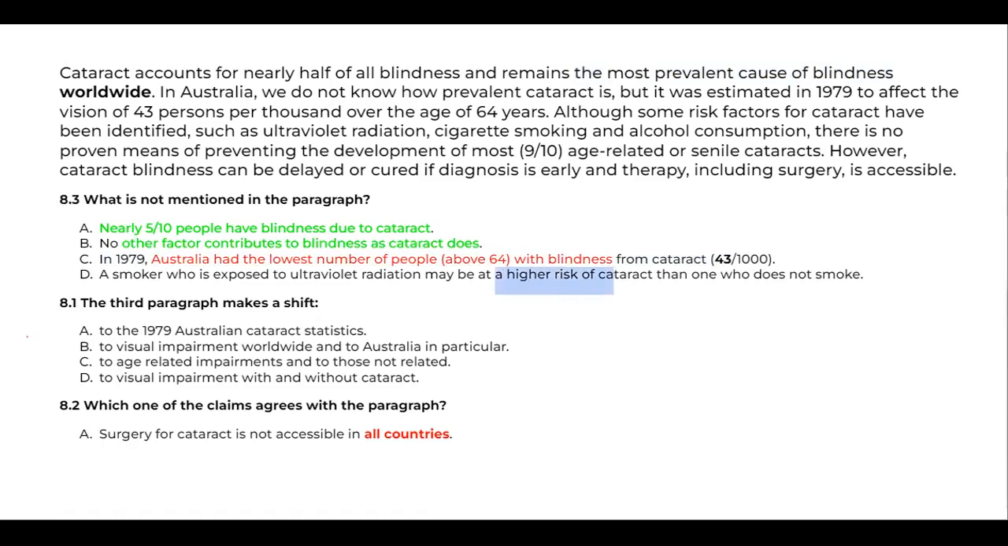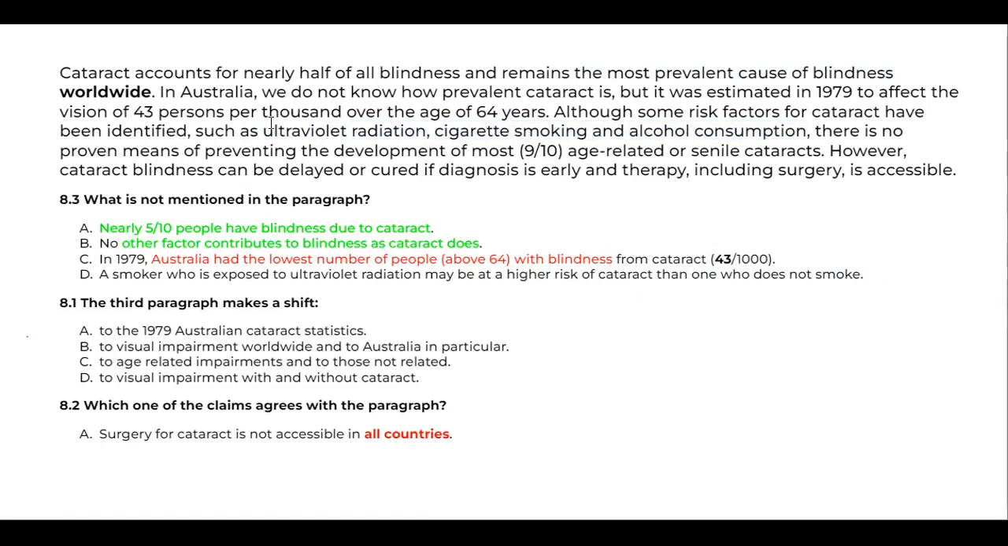Let's see if there is another one. A smoker who is exposed to ultraviolet radiation may, I didn't say is, okay, maybe, be at a higher risk of cataract than one who does not smoke. Look at this one. Although some risk factors of cataract have been identified, such as ultraviolet radiation, cigarette smoking, and alcohol consumption. 3 contributing factors: ultraviolet radiation, cigarette smoking, and alcohol consumption.